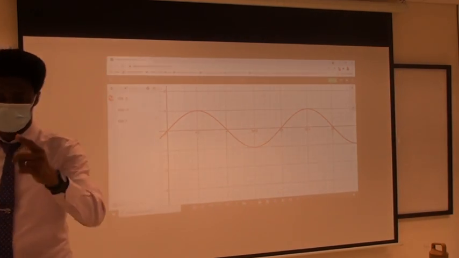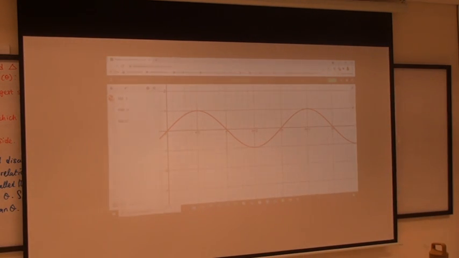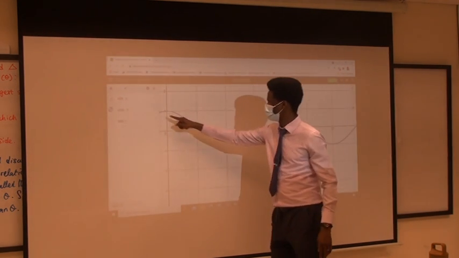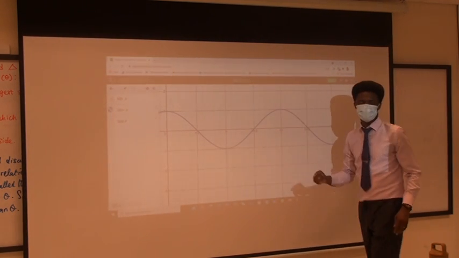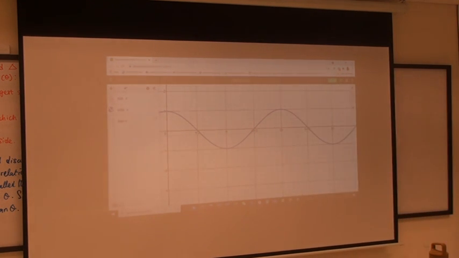Now I want to show you something. So this is your sine and this is your cosine. Okay, it turns out it's a periodic function. Periodic function means the exact shape repeats after a particular time. Both sine and cosine are periodic. Look, it repeats after 2 pi.